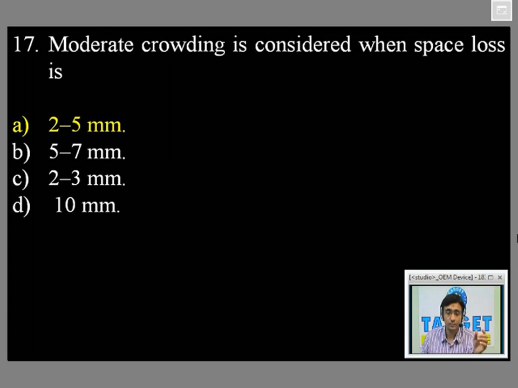Generally, in an extraction case, the width of the premolar is 7 millimeter. So if you want to consider a severe crowding case where you remove the full 7 millimeter and you want to retract the whole 7 millimeter, then it becomes a high anchorage case. You do not want anchorage loss, you want to utilize the 7 millimeter. So that means that crowding is severe. It is a high anchorage case. So from 5 to 7 it is severe crowding.